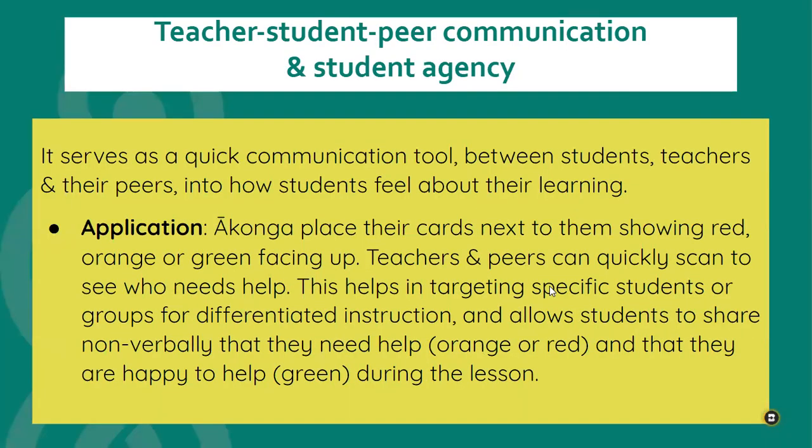By encouraging students to self-assess, the traffic light strategy promotes student agency. So students take charge of their own learning journey by identifying areas of strength and weakness and advocating for what they need. ākonga place their cards next to them, showing red, orange, or green facing up, and teachers and peers can quickly scan to see who needs help and respond accordingly.